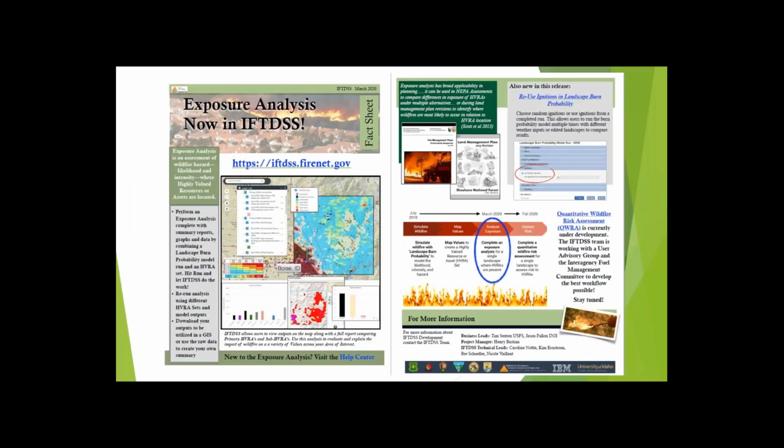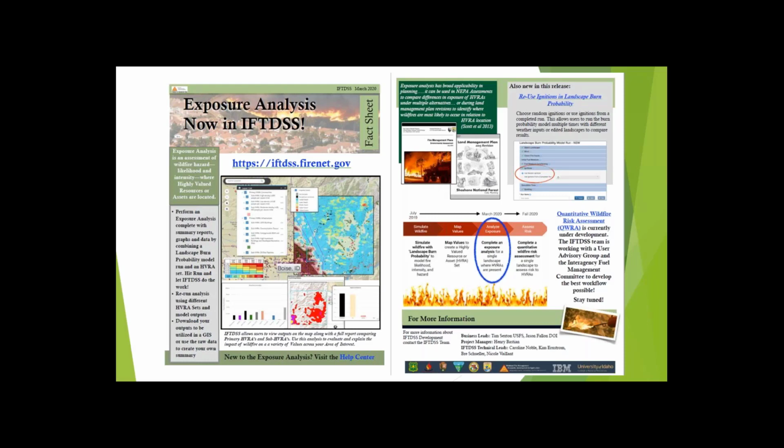This slide shows the exposure analysis fact sheet from the IFTDSS page. I thought it was useful for explaining the timeline and where I am in the process. As it says on the fact sheet, and as a reminder for folks, exposure analysis is an assessment of wildfire hazard, likelihood, and intensity where highly valued resources or assets are located. And to run an exposure analysis in IFTDSS, you need the landscape burn probability model outputs and an HVRA set for the same extent. And I've been following along as the quantitative wildfire risk assessment workflow has been developed in IFTDSS, and I've been learning how to work through each step as it has become available.